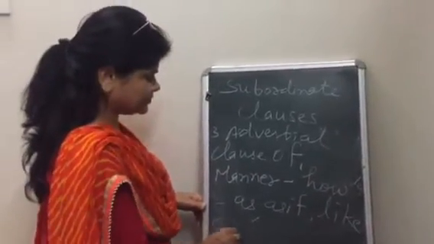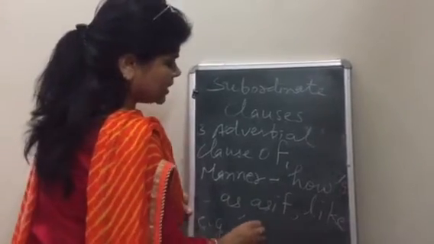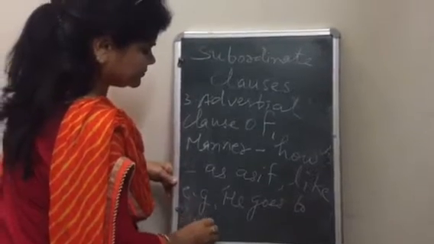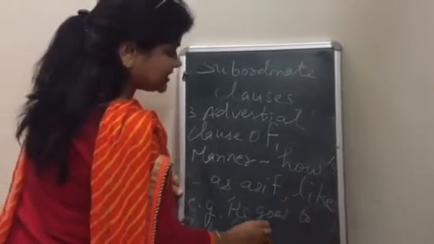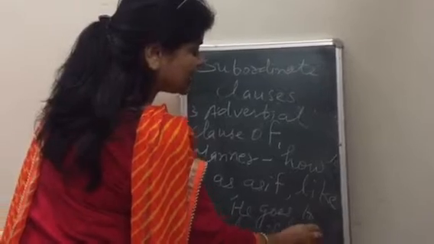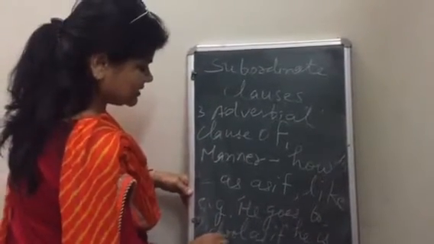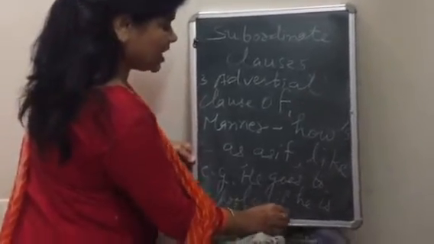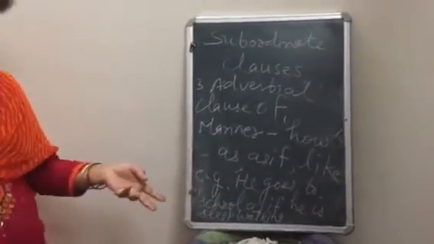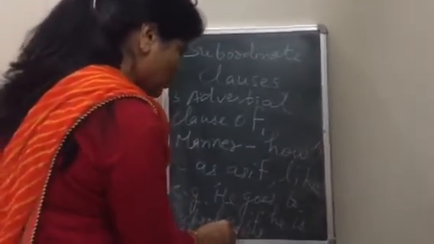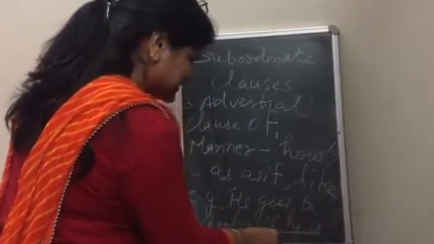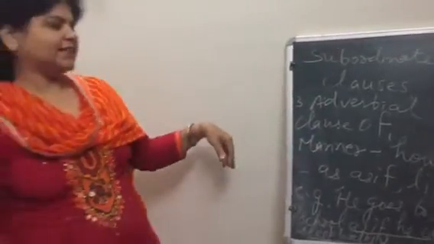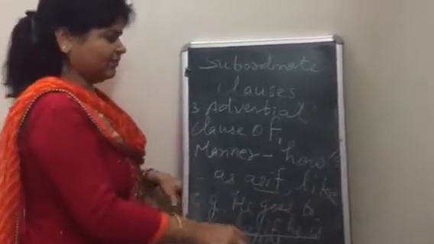Example, he goes to school as if he is sleepwalking. Now he goes to school. How? As if he is sleepwalking. Now as if he is sleepwalking is adverbial clause of manner, and the connector used is as if here.